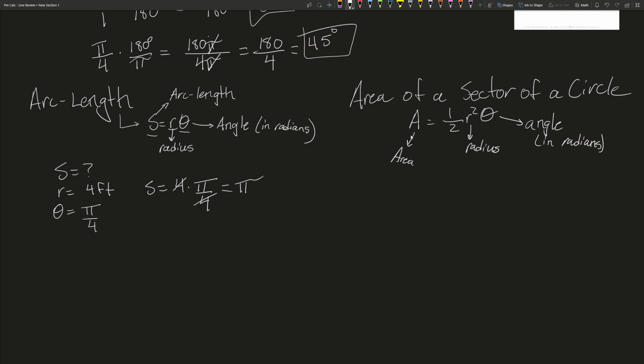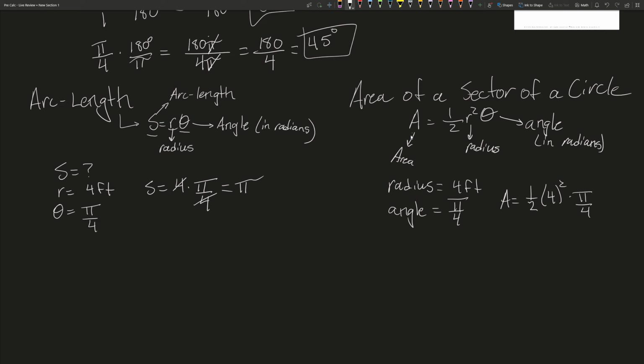So say we're trying to find the area given a radius, again, of 4 feet and an angle of pi over 4 radians. Area then would equal 1/2 times 4 squared times pi over 4.